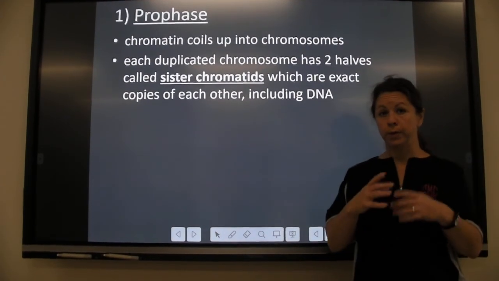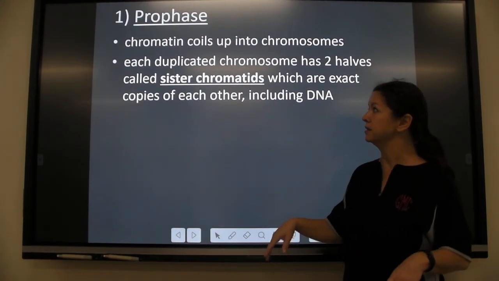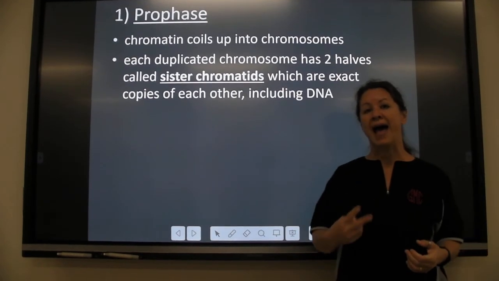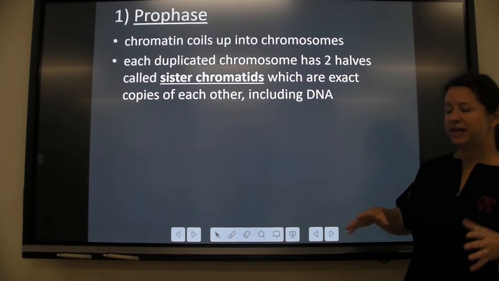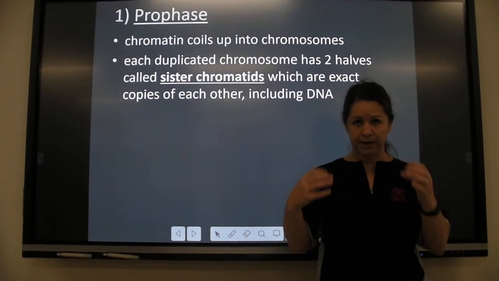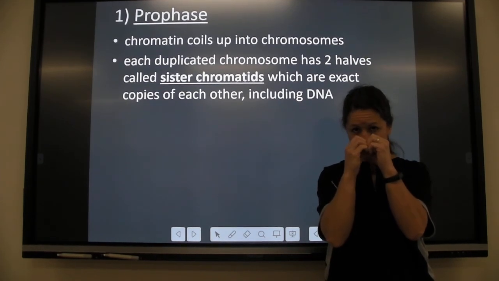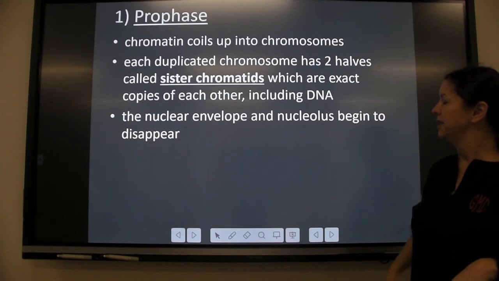And at this point, remember, they've already made a copy. The copy was made during interphase. And so each duplicated chromosome has two halves, and they're called sister chromatids. They are exact copies of each other, completely, totally exact copies. And they're attached to each other. They're actually stuck together here. And those are the sister chromatids.